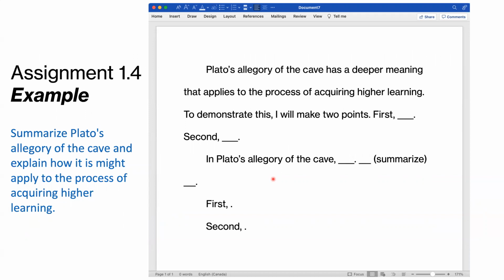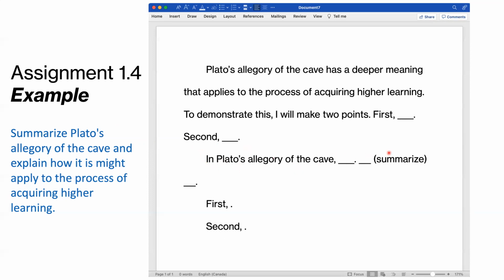And I want to say, don't copy this exactly word for word or anything, but I think it will help you a lot if you follow this general outline for these assignments. I'll leave it up to you. But again, in the second paragraph, the question asks you to summarize Plato's allegory. So you're going to have to summarize it somewhere. I think it makes sense to summarize it in the second paragraph.